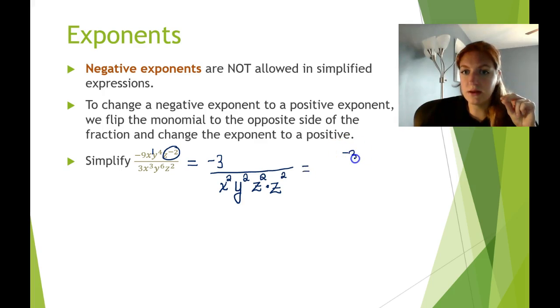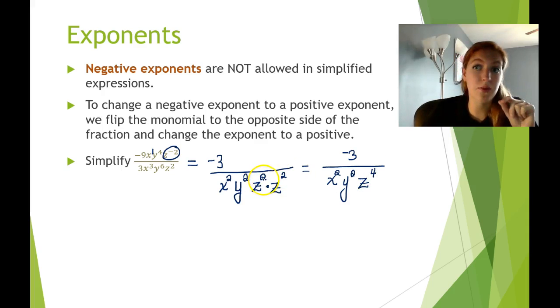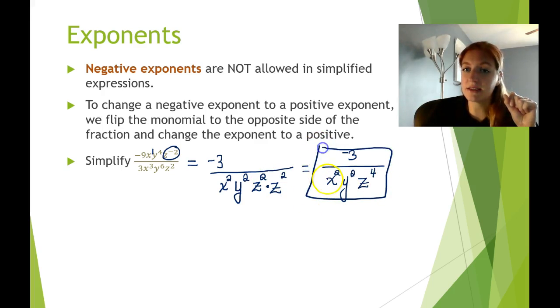So this becomes negative 3 over x squared, y squared, z to the fourth. I just added those exponents together. That's the product rule in action. So this would be our final answer.